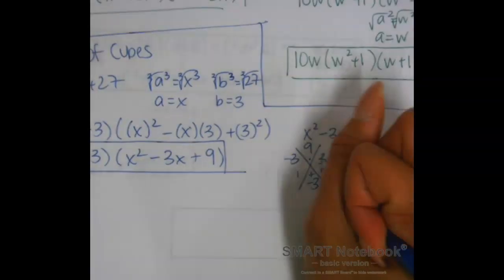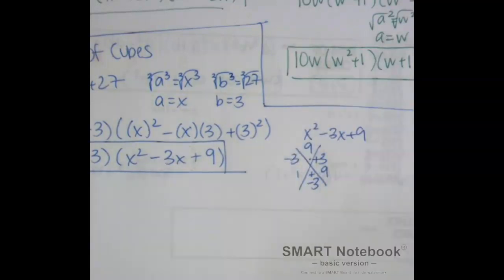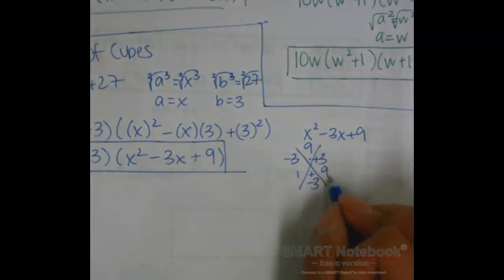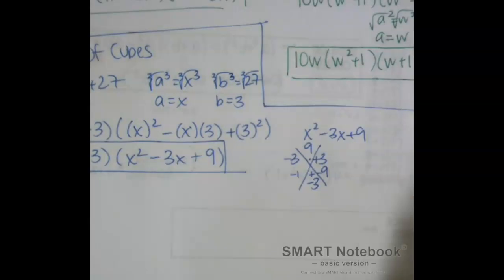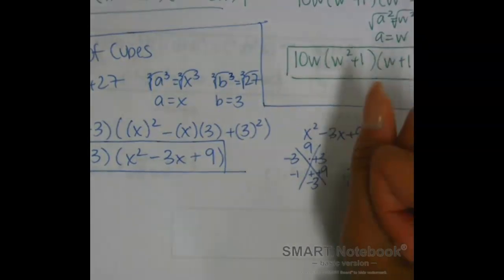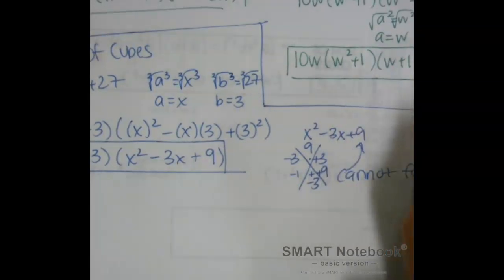I could make both of these negative. It's not going to work. I could make one negative and one positive. It's not going to work. Same thing with 9. I can make them both negative. I can make one positive and the other negative. It will not work. So this cannot factor.